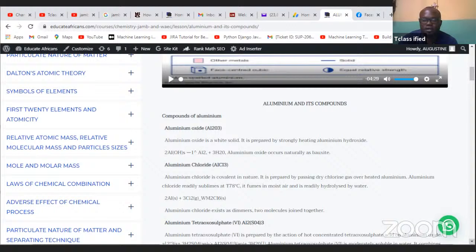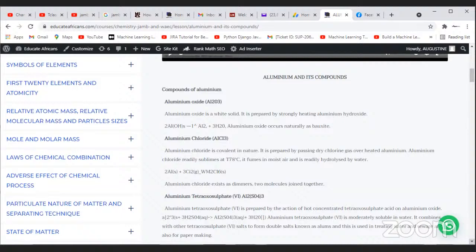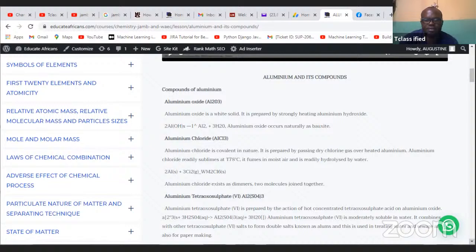Second one is what we call aluminium chloride. Aluminium chloride is covalent in nature. It's prepared by passing dry chlorine over heated aluminium. Aluminium chloride readily sublimes, fumes in moist air, and is readily hydrolyzed by water. Aluminium chloride is a dimer. These are two molecules joined together.